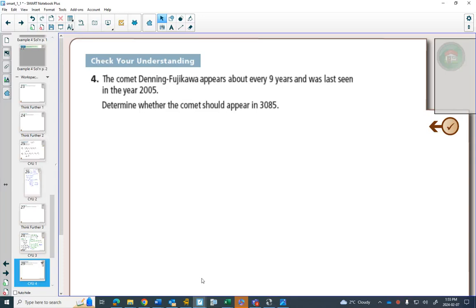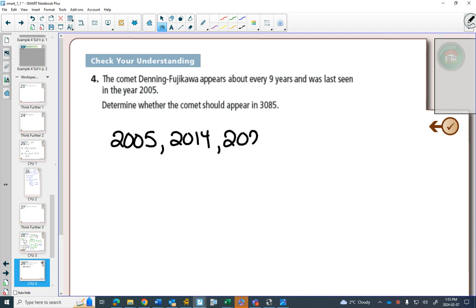So in example 4, we've got a comet that appears every 9 years and was last seen in 2005. So we didn't write out the sequence. Does it make sense that the next time it was seen was 2014? And if we add 9 again, did anybody see it last year?